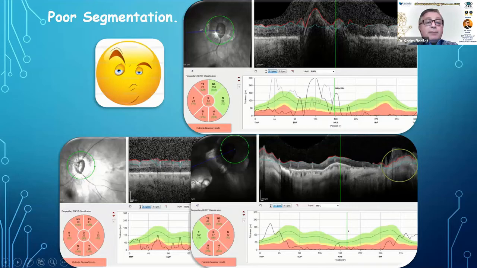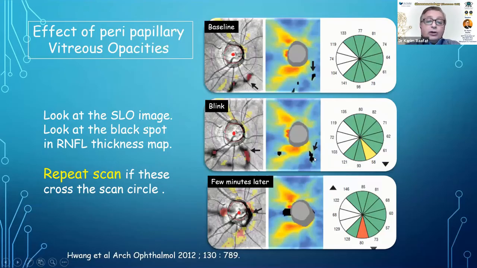Also, the peripapillary vitreous opacities. Sometimes we see during the work a vitreous floater coming and crossing our circle here, causing this black shadow and causing this sector to appear abnormally thin, just because of this vitreous floater. In these cases, ask the patient to move the eye or blink twice, then this floater moves away and I should get the circle completely free of these floaters.